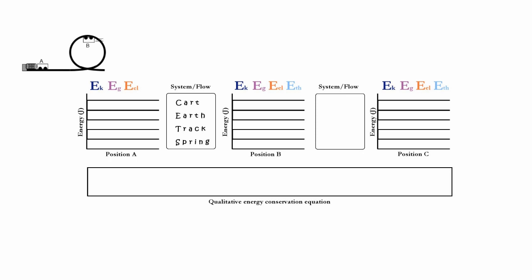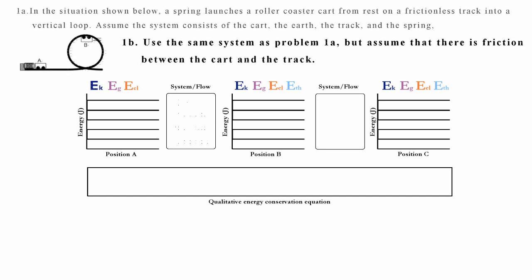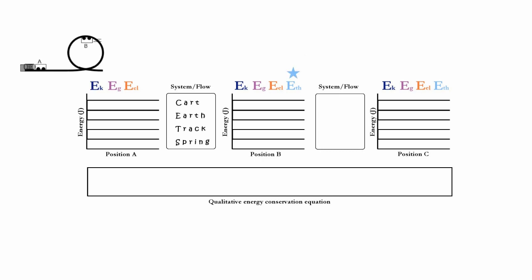Okay, hopefully you identified the cart, the earth, the track, and the spring as the components of the system. Make sure you have written them into your system circle. What's our next step? Yes, identify if friction is present. In this problem, the answer is provided in the reading. Friction is present. Put a star above ETH to remind you that you can have thermal energy storage.